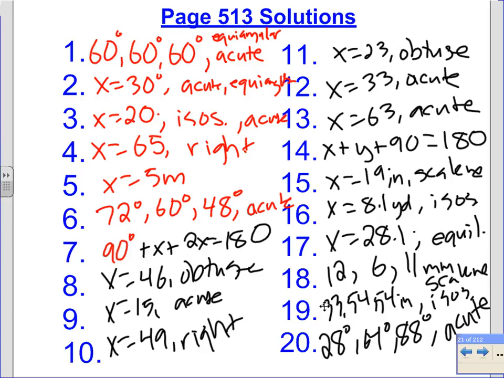You didn't have to find the sides. You just had to find x. 2x, x, and then 3x minus 18. So just find x. That's all you needed to do. Okay, anyone else? Questions on anything? Mike? 18? Yeah.